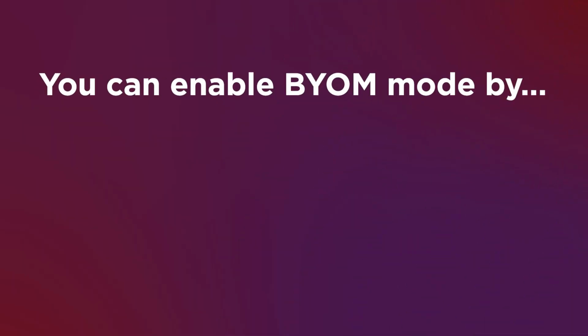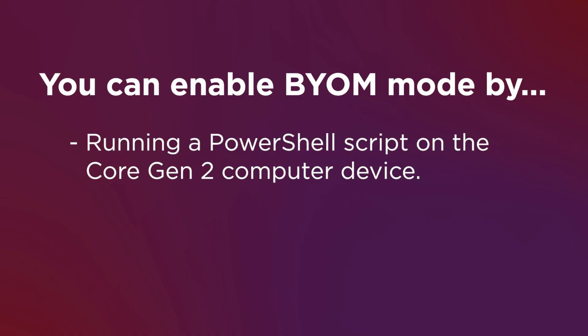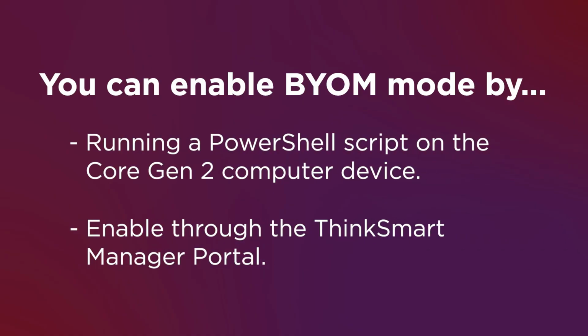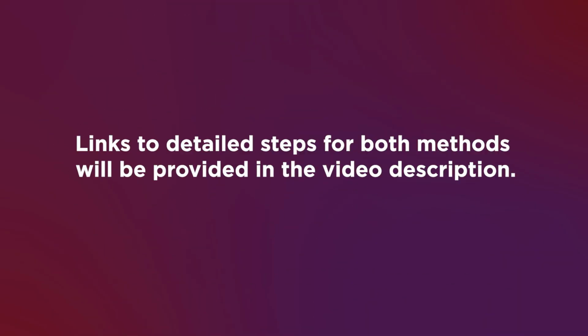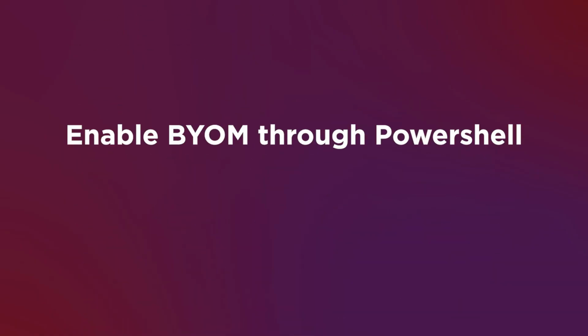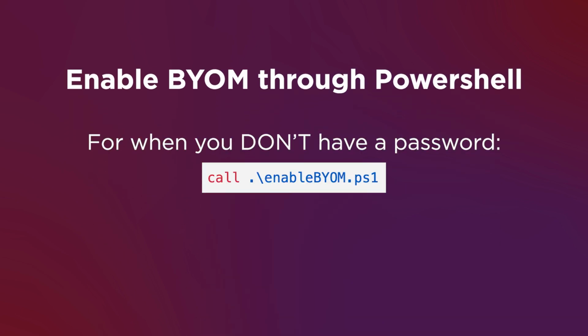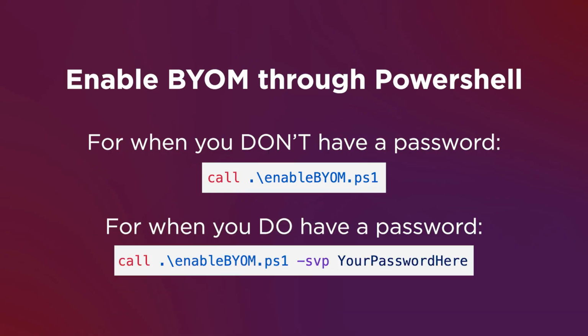You can enable it in one of two ways, either by using a PowerShell script or through the ThinkSmart Manager portal. Links to detailed steps for both methods will be provided in the video description. To enable BYOM through PowerShell, run the appropriate command. If no BIOS password is configured, use the standard enable command. If a BIOS password is already set, you will need to include that password in the command.